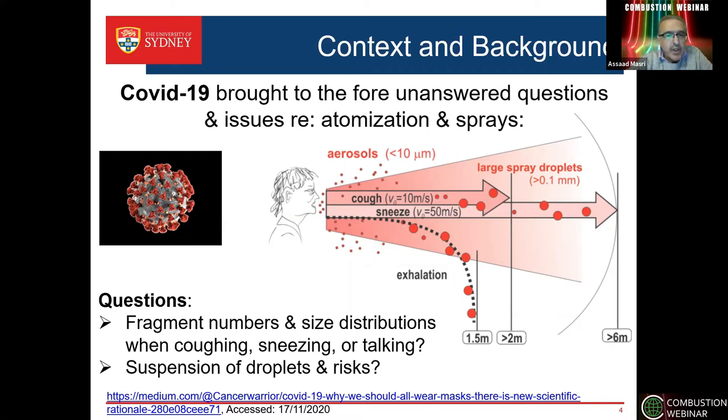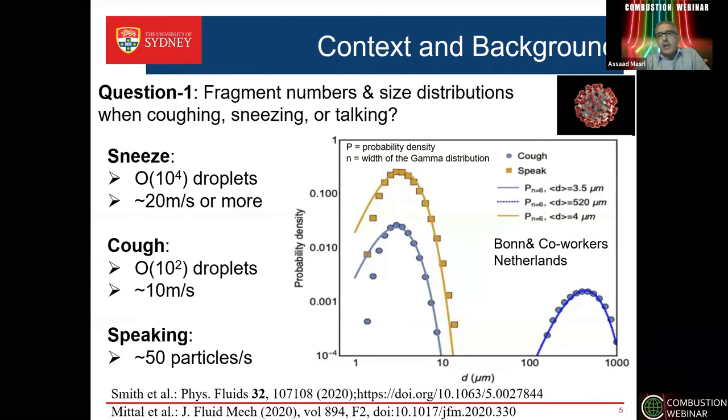So the questions that posed themselves were: what are the fragment numbers and the size distribution of fragments with various vocal activities, that is coughing, sneezing, and talking? And the second question, how long do these droplets that are generated stay suspended in the air? In attempting to answer these questions, various laboratories are doing a lot of recent work, and I'm quoting them here at the bottom of the slides, but I'll just reference here the work of Daniel Bonn and co-workers from the Netherlands, who have just published recent work on this. And they show some interesting results.